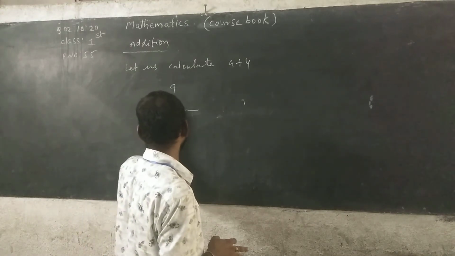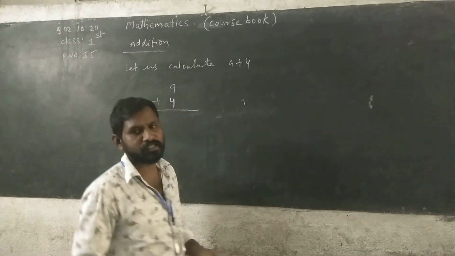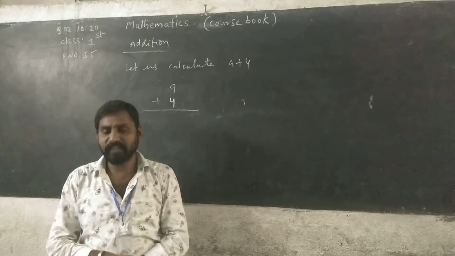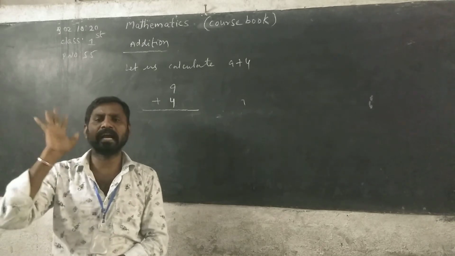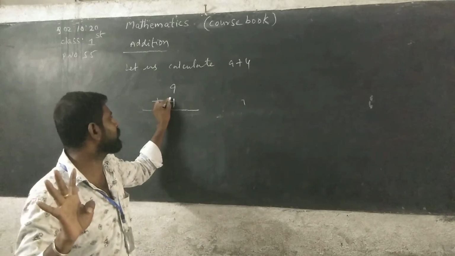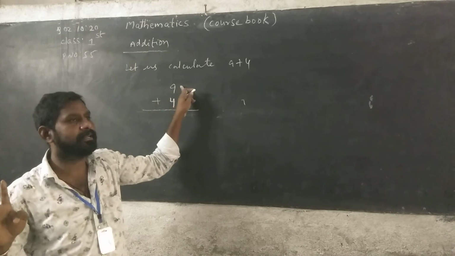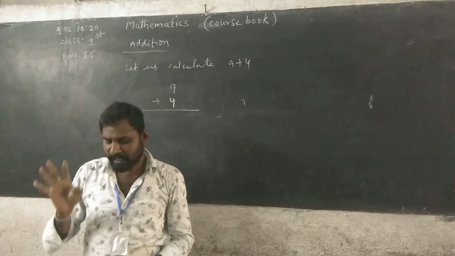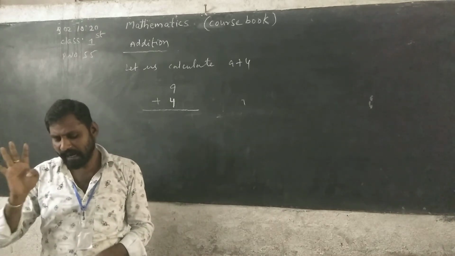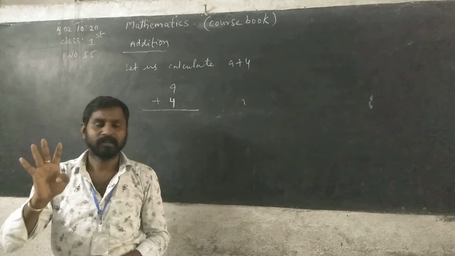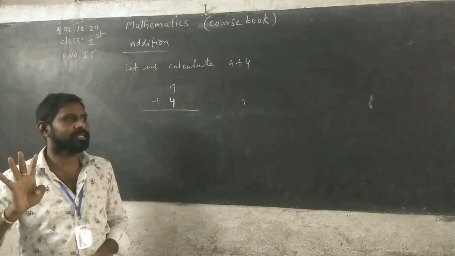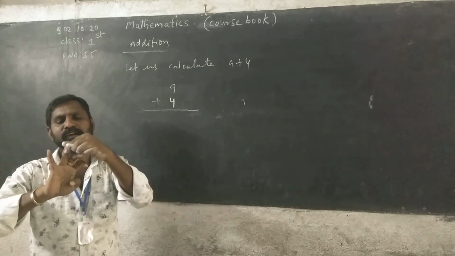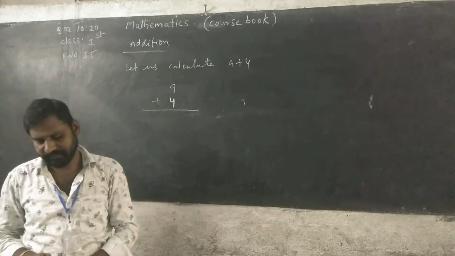Look at the next number. The next number is 4. So open that many fingers on your hand. You can open your hand and take 4 fingers. Keep the bigger number 9 in your mind and open 4 fingers. How many fingers can you open? 4 fingers. You can count after 9: 10, 11, 12, 13.